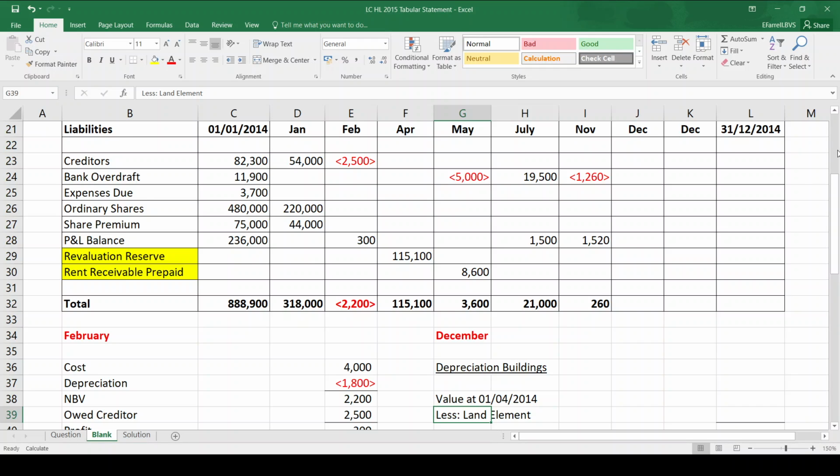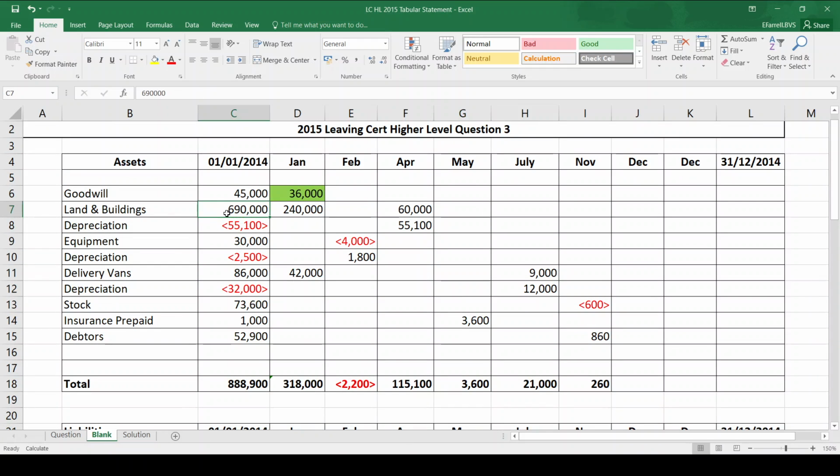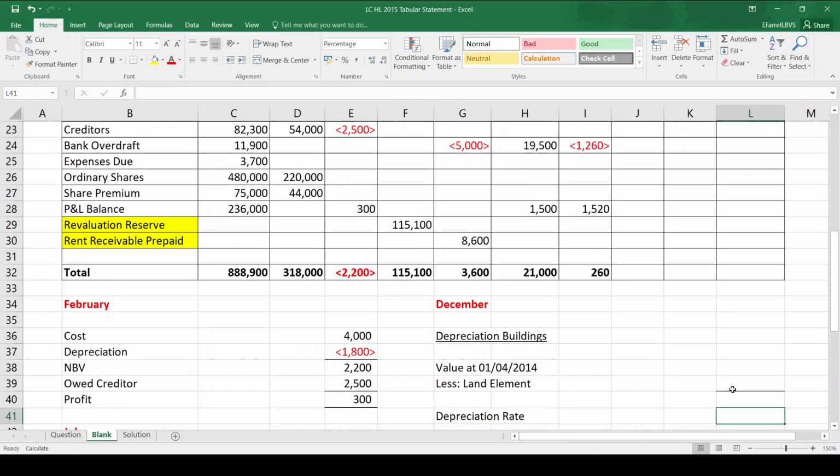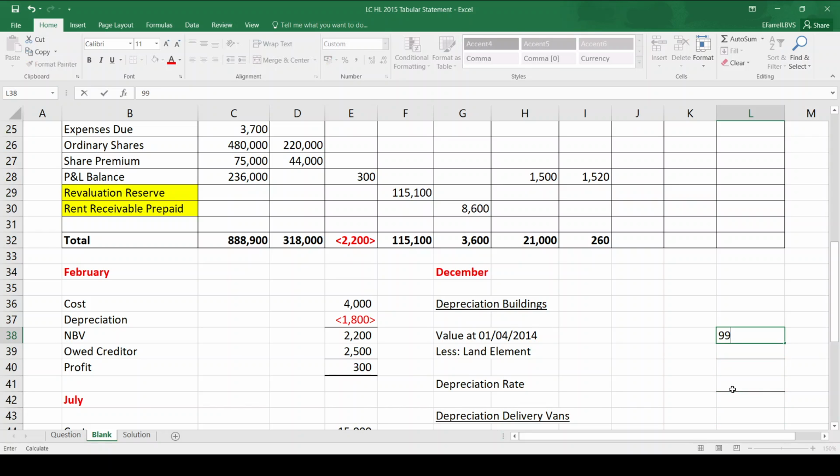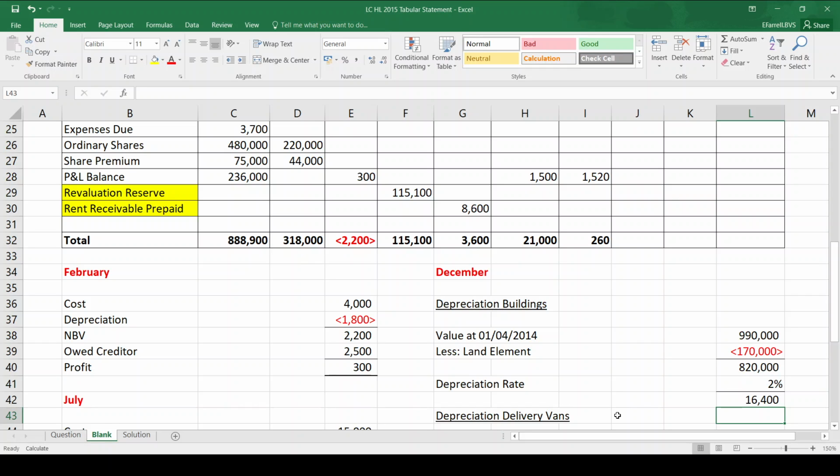Now, the value at the 1st of April 2014, if we look at land and buildings, we can see that the value was 990,000, what they were revalued to. So the value at the 1st of April was 990,000. We have to take away the land element because you don't depreciate land. So if we take away 170,000, that comes to 820,000. The depreciation rate is 2%. So if we get 2% of 820,000, it's 16,400.